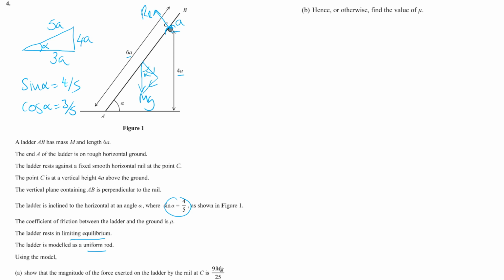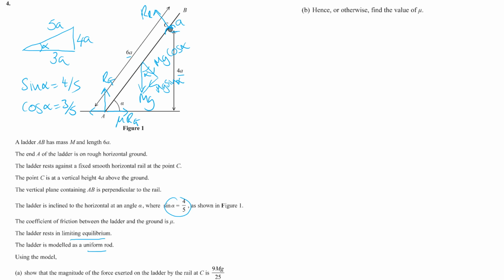So here is my alpha. This will be mg cos alpha and mg sine alpha. Now there will be some forces acting at the ground. We'll have the reaction from the ground. Now because we're told it's in limiting equilibrium, F max will be reached, but the ladder will want to slip this way, so F max will oppose that motion, and it'll be mu times the reaction at the ground.